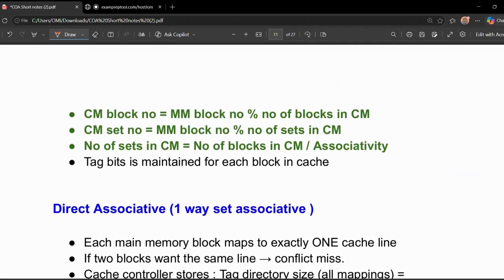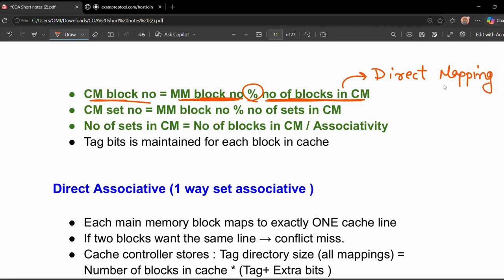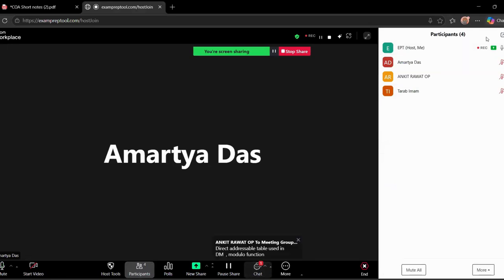Now I have written some of the important formulas here. So, the cache memory block number: how can you find it? First you have to find the main memory block number, then take main memory block number modulo the number of blocks in the cache memory. This mapping is for direct mapping. Direct mapping is a mapping technique.